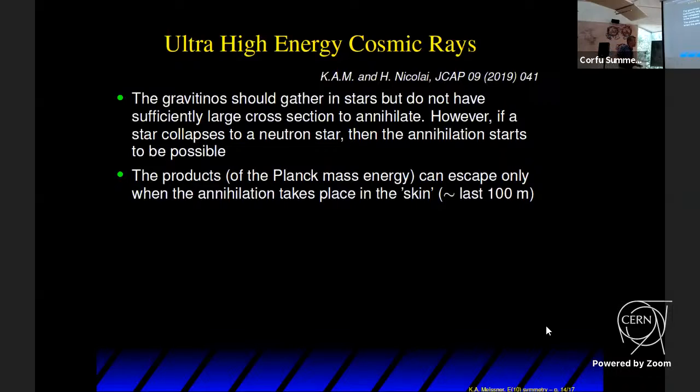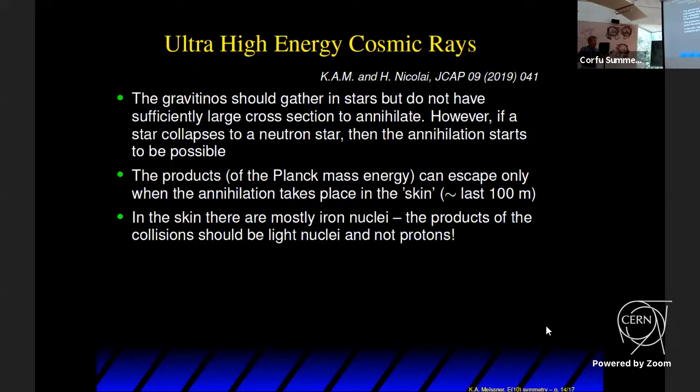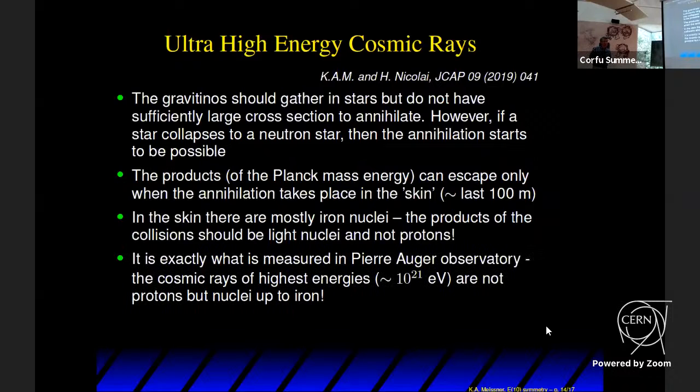But the products should be produced in the skin of the neutron star, because otherwise they would be absorbed by the neutron star. In the skin, there are mostly iron nuclei of the neutron star. So our prediction is that light nuclei should be coming out of the neutron star. And the ultra high energy cosmic rays, the biggest energy cosmic rays, should not be protons, but should be light nuclei. And actually, this is what Pierre Auger Observatory measures.